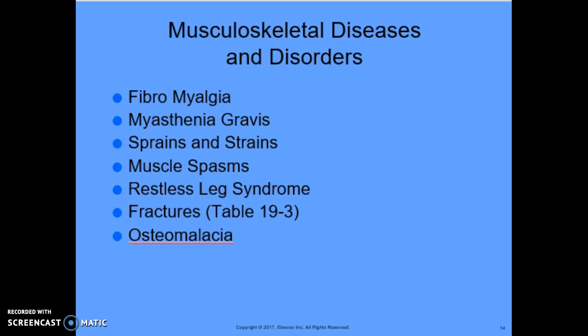Looking at muscle spasms, the treatment for muscle spasms includes massage, direct pressure, ultrasound therapy, stress reduction, stretching exercises, and muscle relaxants in some cases. Osteomalacia is the softening of bones due to the lack of calcium or phosphorus to build new bone. And then looking at fractures, again, I want you to go back and look at table 19.3 and look at that information in your book. With fractures, a lot of the time casting is involved.